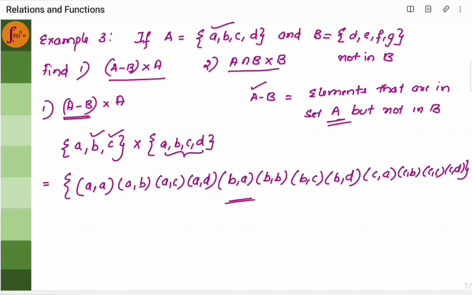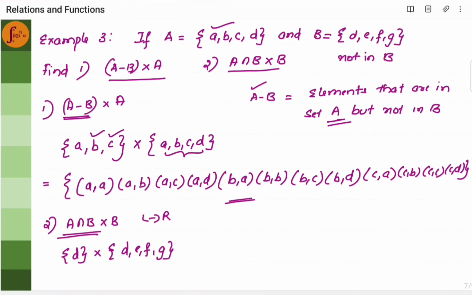Now let's find the second one. Second one is A intersection B into B. Now we'll first find A intersection B. We have to start from left side. So whenever you have something like this, the order would be start from the left side, right? There is no brackets here. A intersection B. What is A intersection B? A intersection B is nothing but the common elements between set A and set B. What are the common elements? The common elements are D only. So D into set B. Set B is D, E, F, G.